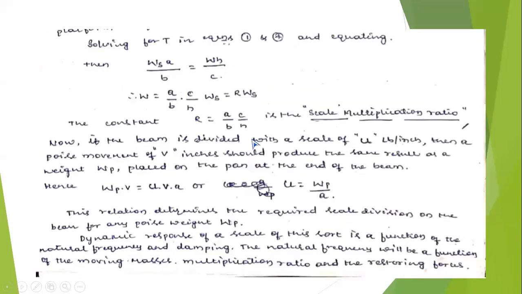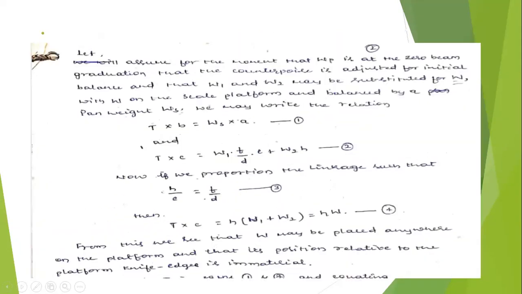Next, in the same way, you can measure the unknown magnitude by using the distance A divided by B, C divided by H into WS equal to RWS. That is nothing but the scale multiplication ratio. So from this equation, you can measure the unknown magnitude or unknown weight of the grocery or unknown weight of the vegetable. This is very, very important from the examination point of view.